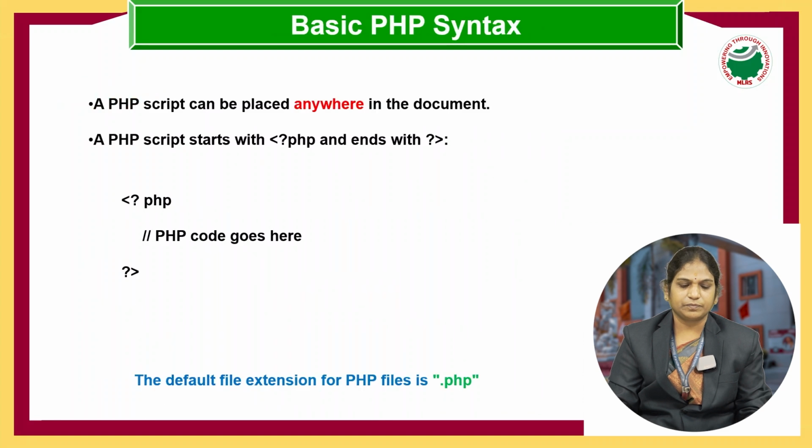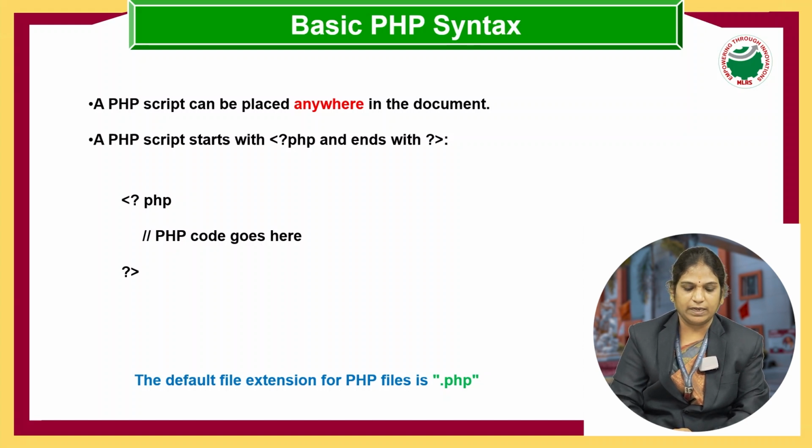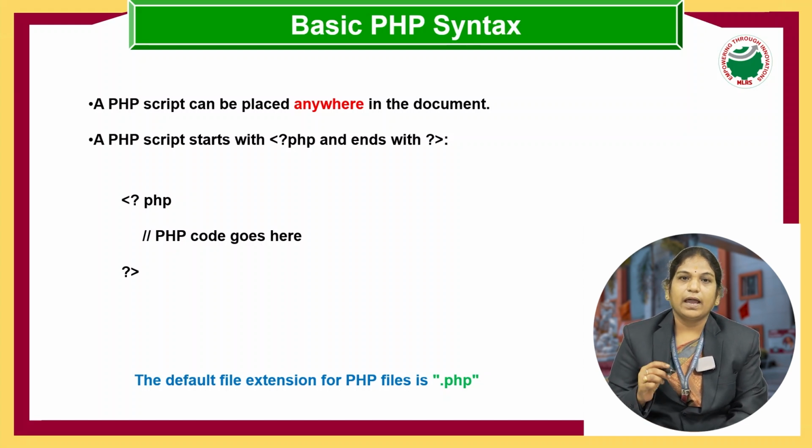Now, just a small syntax of how we write a PHP document in a file. PHP code starts with an angle bracket followed by a question mark and php, and then we write the code, and the end tag of PHP is again a question mark and a closing angle bracket. That is, PHP code is enclosed inside these tags, and the default extension for PHP is .php.